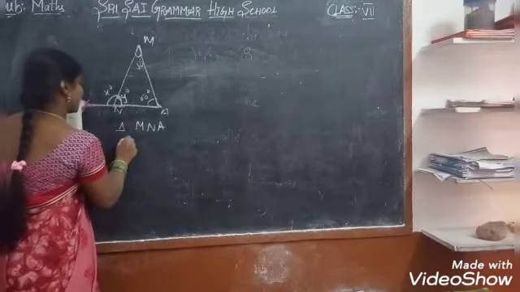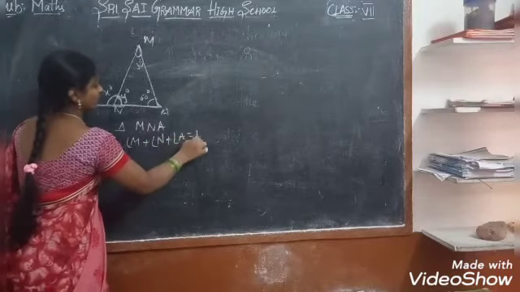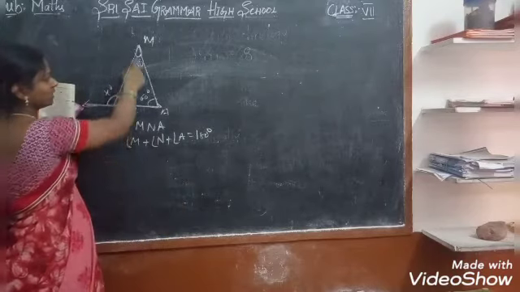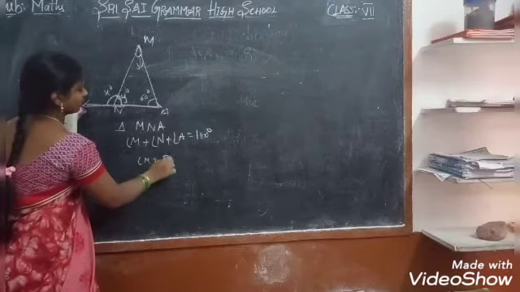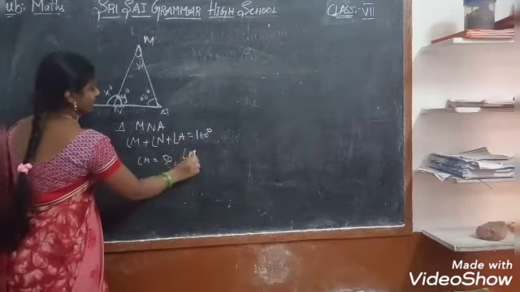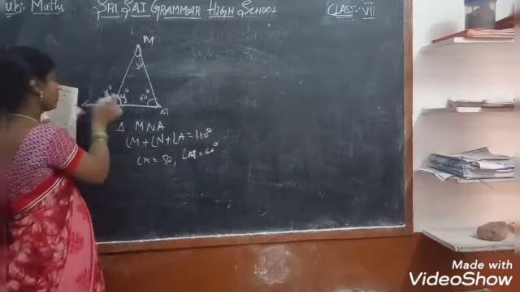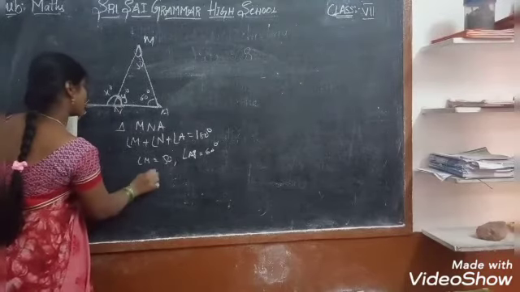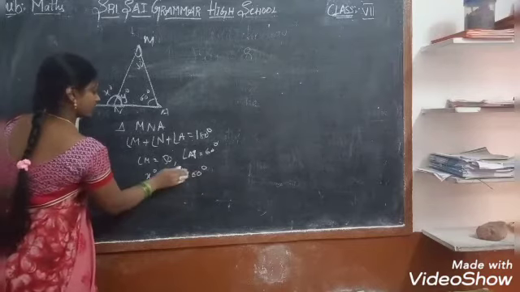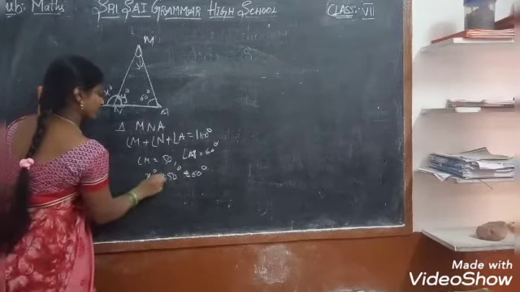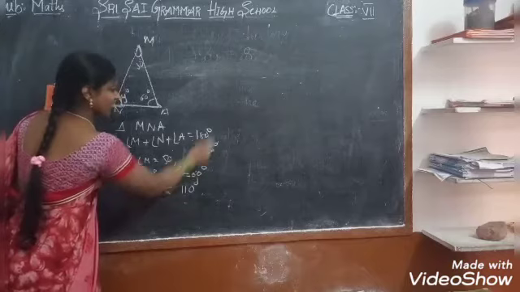From the triangle, angle M plus angle N plus angle A equals 180 degrees. Already they have given angle M equals 50 degrees and angle A equals 60 degrees. From this we have to find the value. Then x degrees equals 50 degrees plus 60 degrees, so x degrees equals 110 degrees.